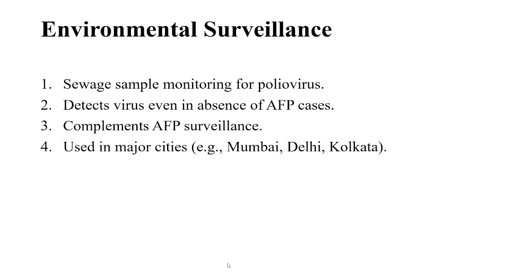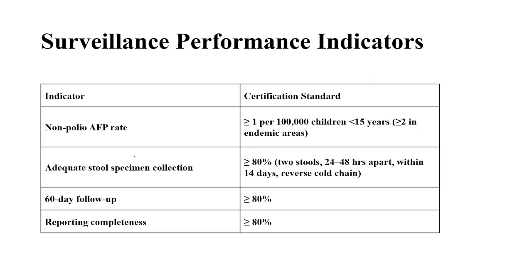Next, I have environmental surveillance. How it was done: sewage sample monitoring for poliovirus. This will detect the virus even in the absence of AFP cases, and this complemented AFP surveillance. Used in big cities like Mumbai, Delhi, Kolkata, where samples of drain water or sewage water were taken. I have the indicator, that is the surveillance performance indicator, that is non-polio AFP cases.